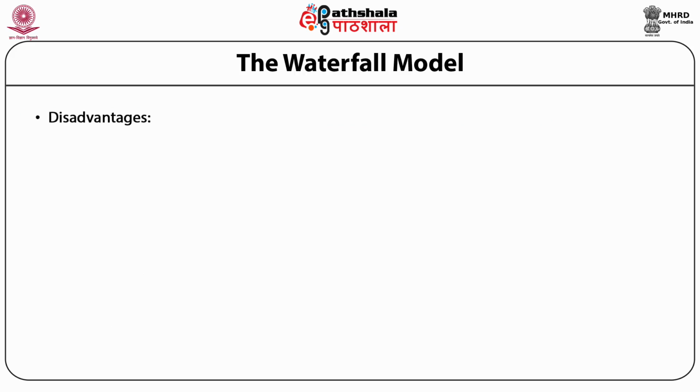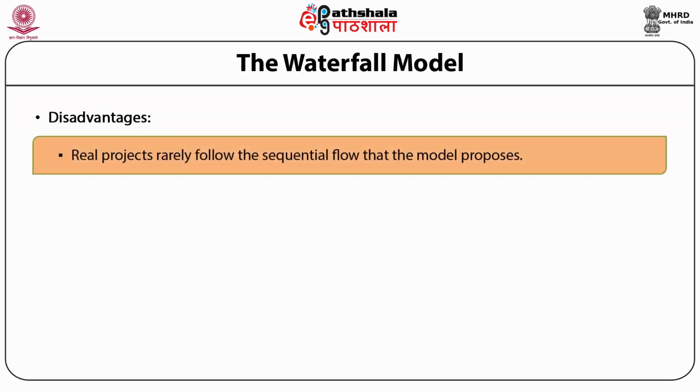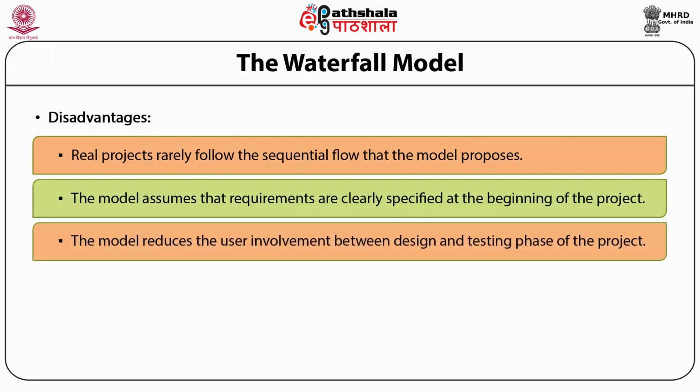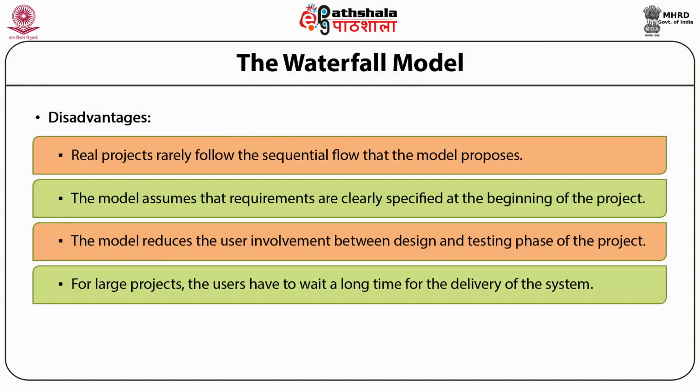The disadvantages. Real projects rarely follow the sequential flow that the model proposes. The model assumes that requirements are clearly specified at the beginning of the project. The model has no mechanism to handle changes to the requirements that are identified because of design and construction activities or user feedback. The model reduces the user involvement between design and testing phase of the project. For large projects, the users have to wait a long time for the delivery of the system.